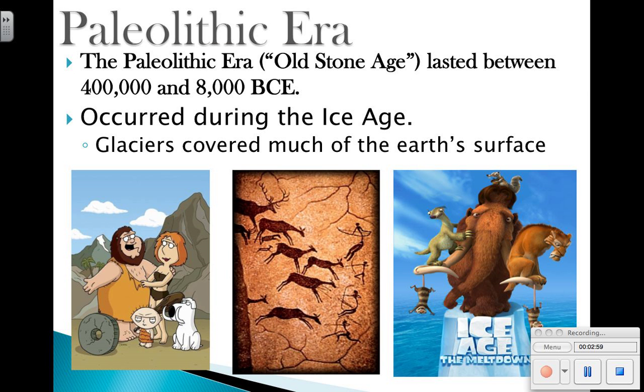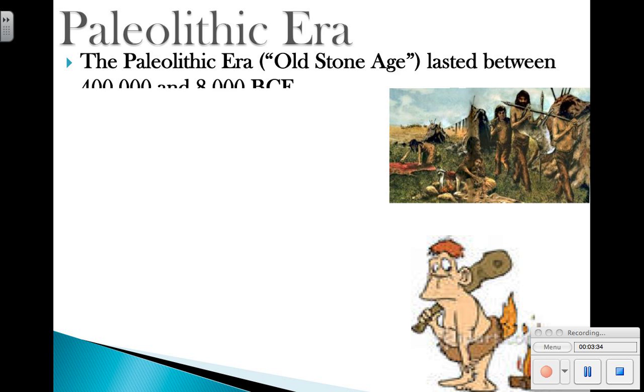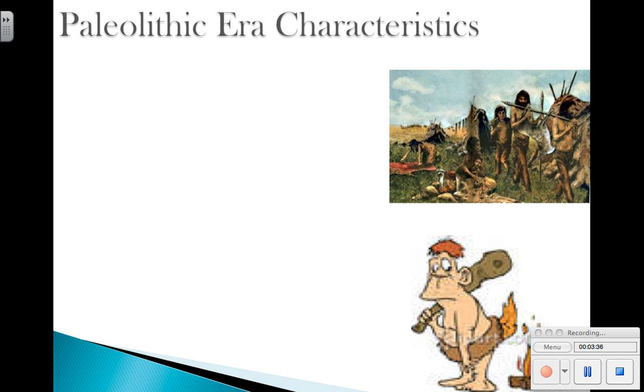So the first era of history that we take a look at is the Paleolithic Era. The Paleolithic or Old Stone Age lasts between 400,000 and 8,000 BCE. Remember, the word Paleolithic, Old Stone Age, refers to the types of tools they used. Most of the Paleolithic Era is going to take place during the Ice Age, when glaciers covered most of the Earth's surface. If you look at some of the pictures at the bottom, obviously the ones on the left and right are just for fun, but the one in the middle shows us both the way early man lived, but also the way they maybe possibly communicated through cave art, and we'll hit each of these characteristics in the following slides. So the Paleolithic Era, there are 7 major characteristics you need to remember.